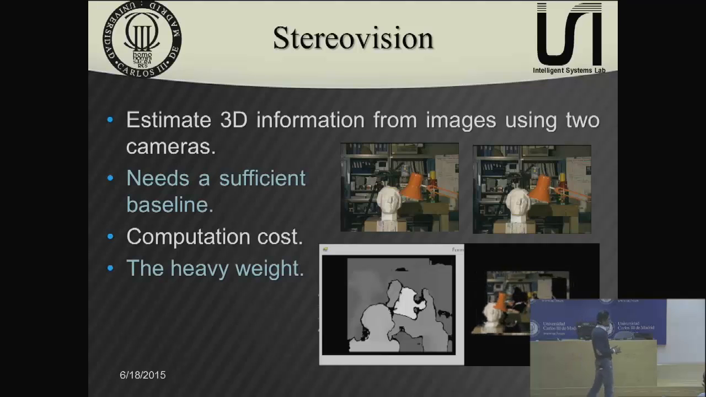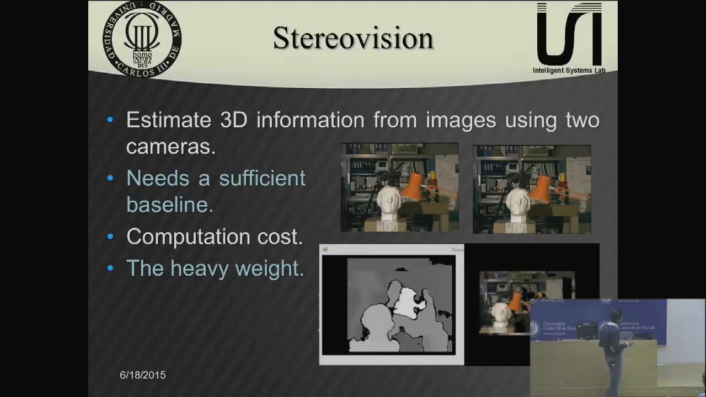The limitation here is that we need a sufficient baseline between the cameras. But imagine we have a small drone, so we cannot get a sufficient baseline between the two cameras to get accurate 3D information.